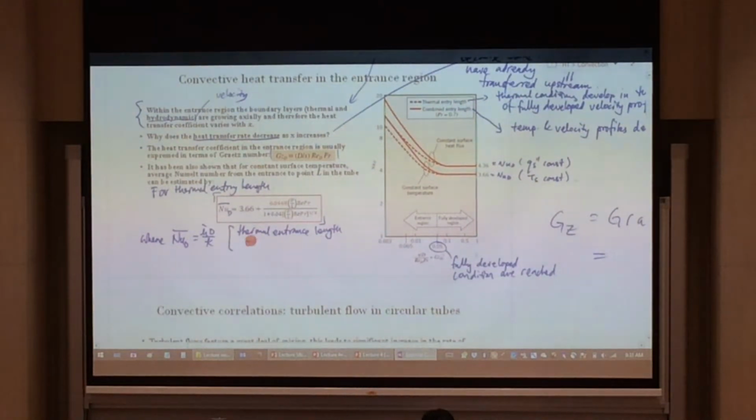Thermal entrance length or combined entrance length with Prandtl number that's approximately greater than 5.